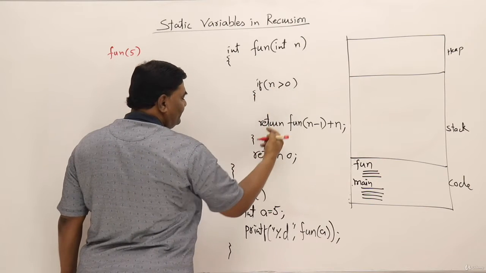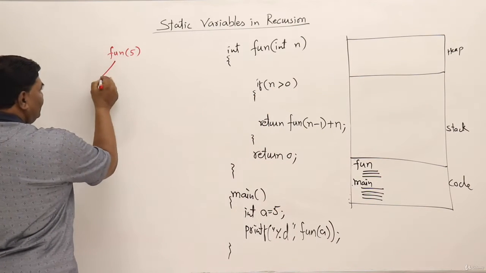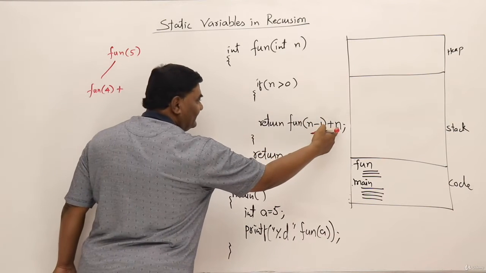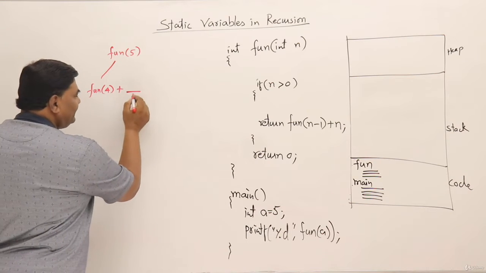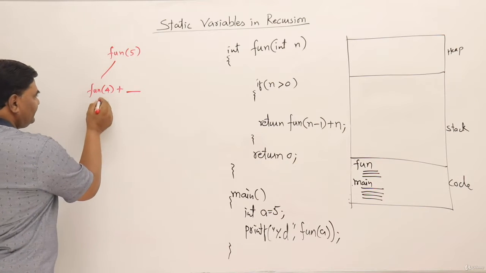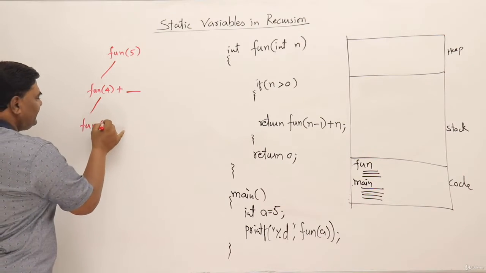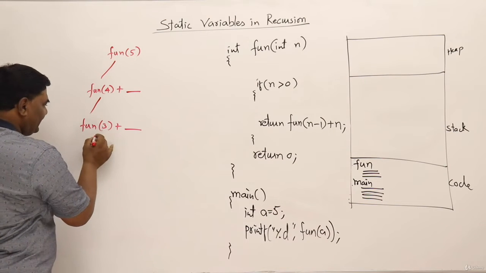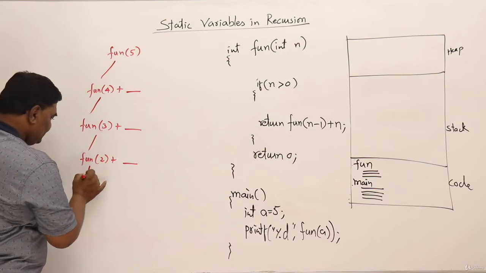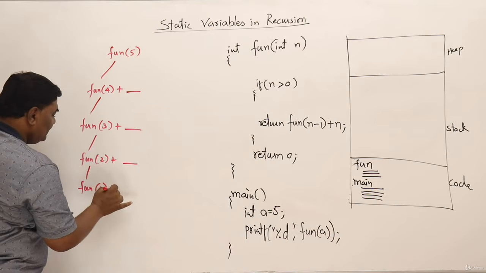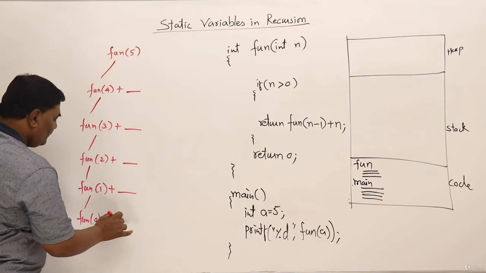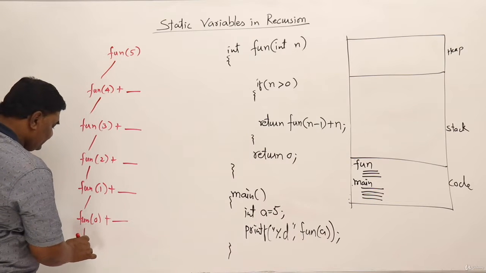And 5 is greater than 0, yes, so it will call itself for fun of 4 plus this n. So let it be blank here. That will be filled with the value of n. And what is the value of n here? 5. I'll use it afterwards. Then it will call itself for fun of 3, and 4 should be added. I'll leave it as a blank. Then fun of 2, 3 should be added. I will leave it as a blank. Then fun of 1, 2 should be added. Then fun of 0, 1 should be added, and fun of 0 is 0.